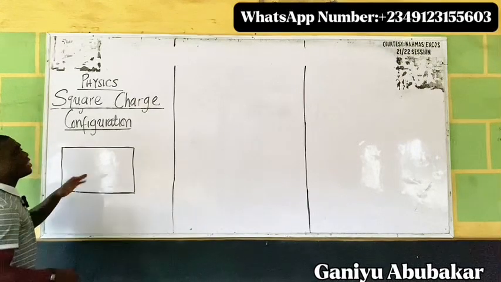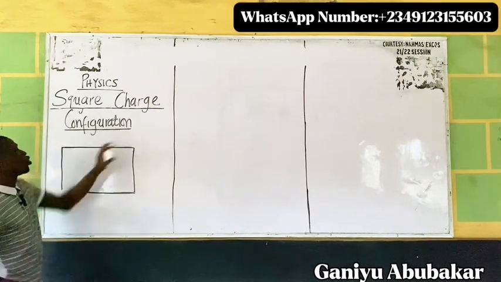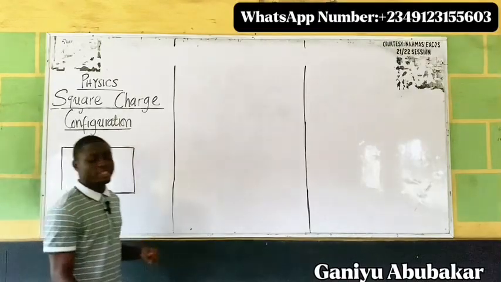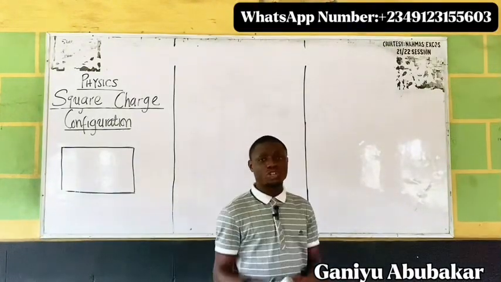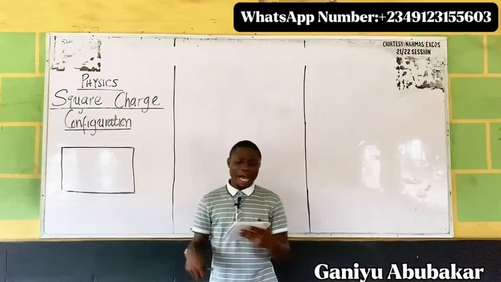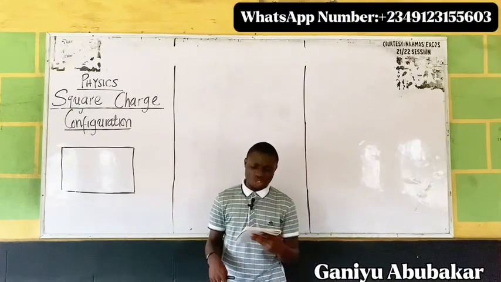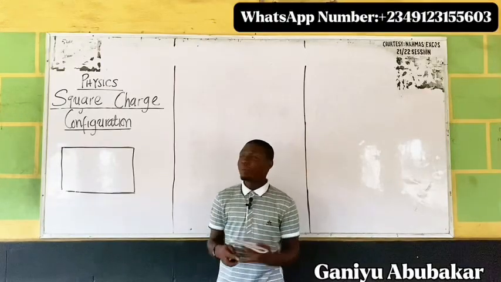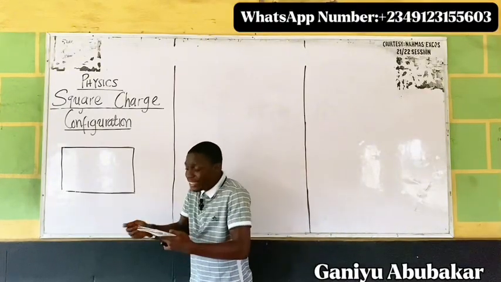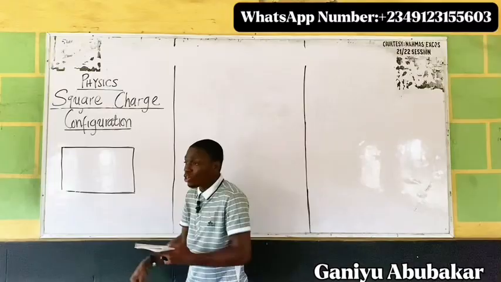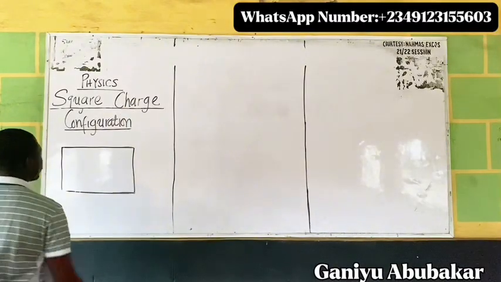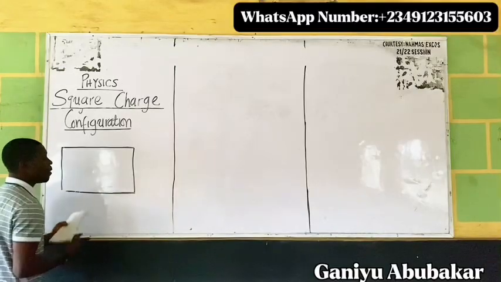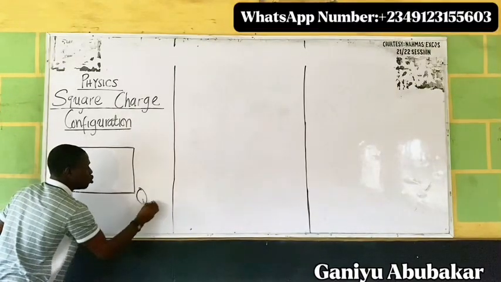Please don't just jump in and put Q1, Q2, Q3. No. Check your question very well. Check the last part of the question. It says that the charges are placed in clockwise direction, starting with Q3, at the bottom right hand corner. So this is my right hand, bottom. So my Q3 will start from here. Q3 should be here.